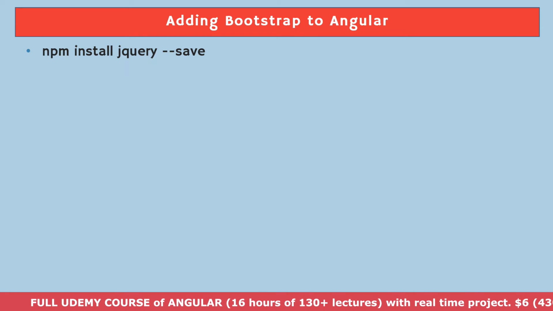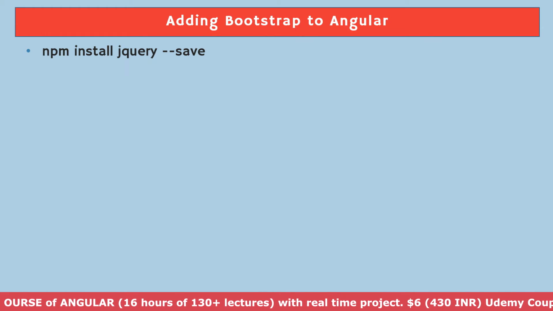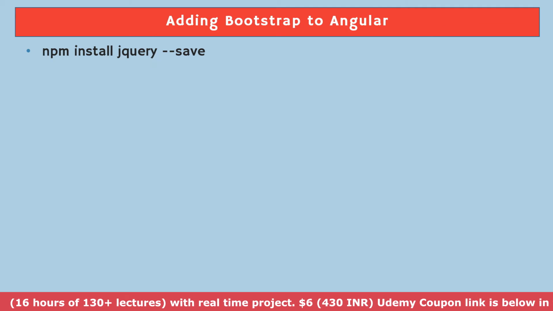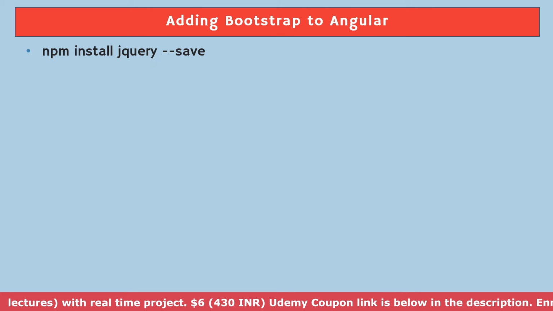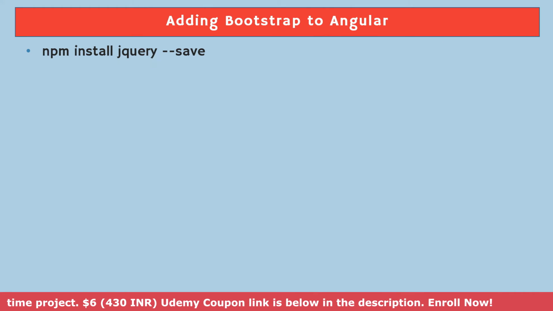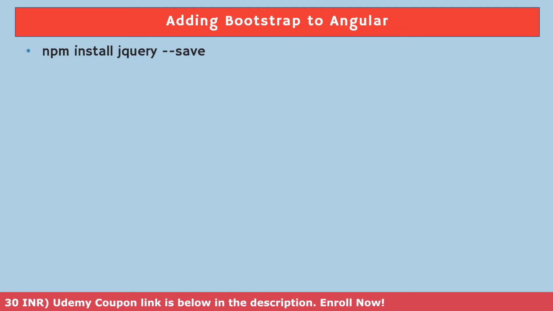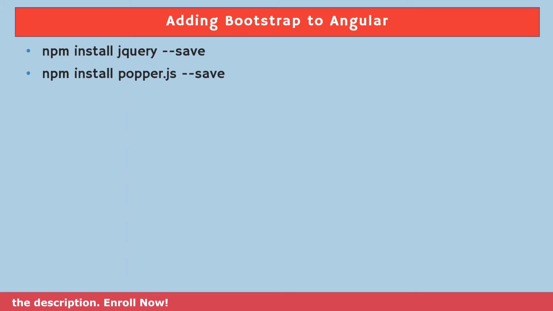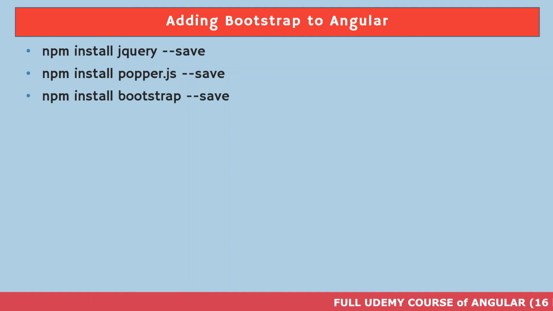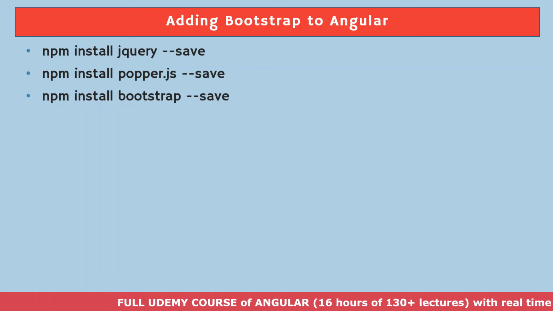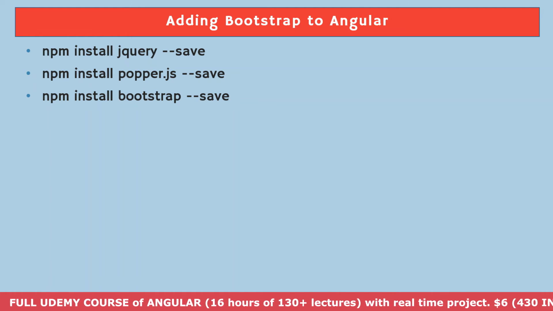First, you require to install a package called jQuery because Bootstrap works based on jQuery. To do so, use the command npm install jQuery --save. The --save option saves the package name in the dependencies section of the package.json automatically. Next, you require to install a package called popper.js because Bootstrap works based on popper.js for some of its features. Next, you require to install actual package called Bootstrap, which loads the CSS file and JavaScript file of Bootstrap. Let me show the same practically.